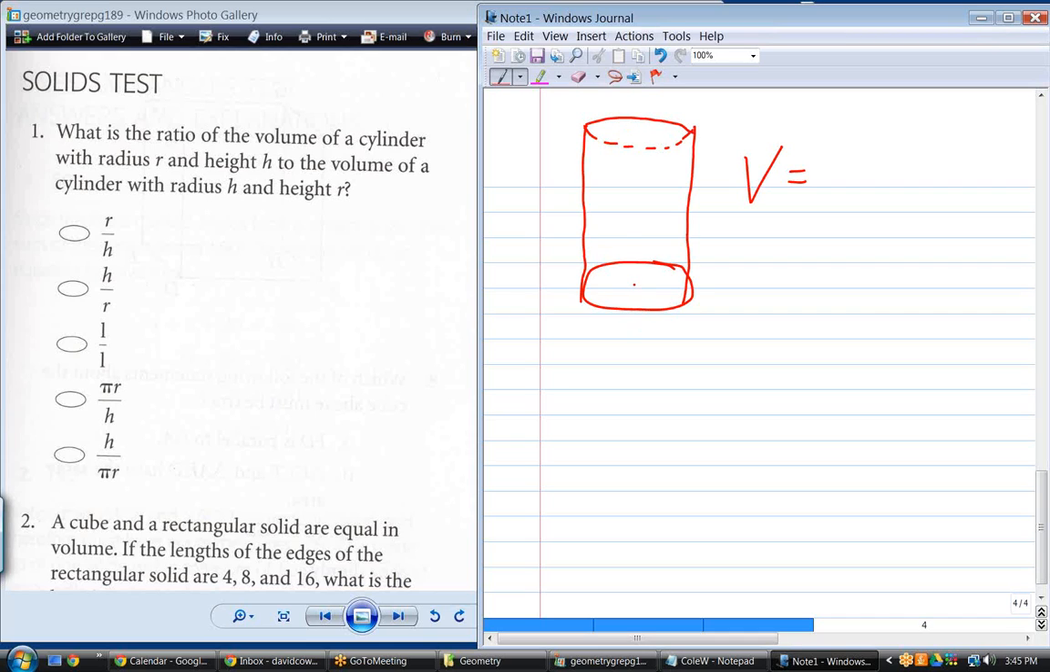In other words, this circle at the bottom is the same area as this circle at the top. And it's a prism because if I were to slice across it at any point horizontally, I would see a circle. In other words, that's a prism. This is also a prism.